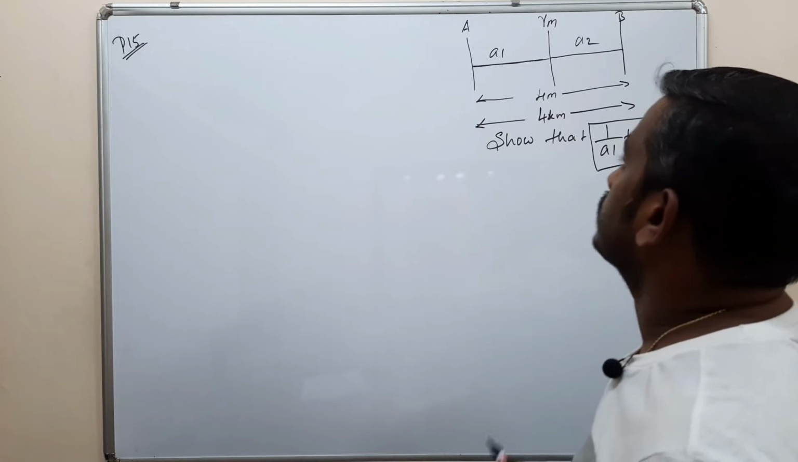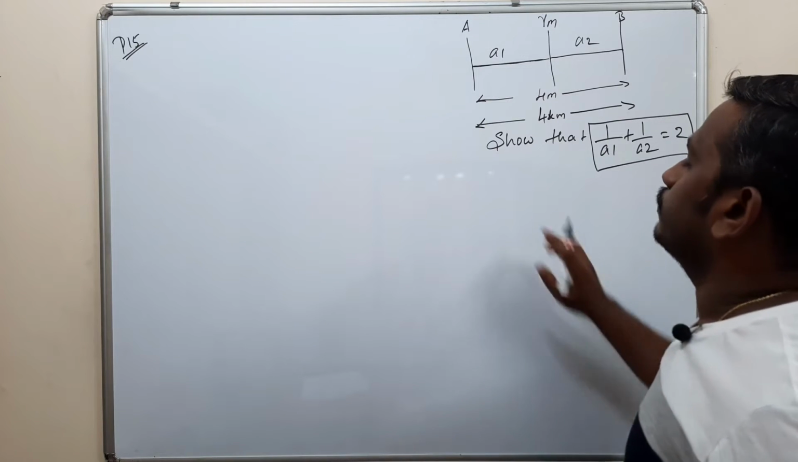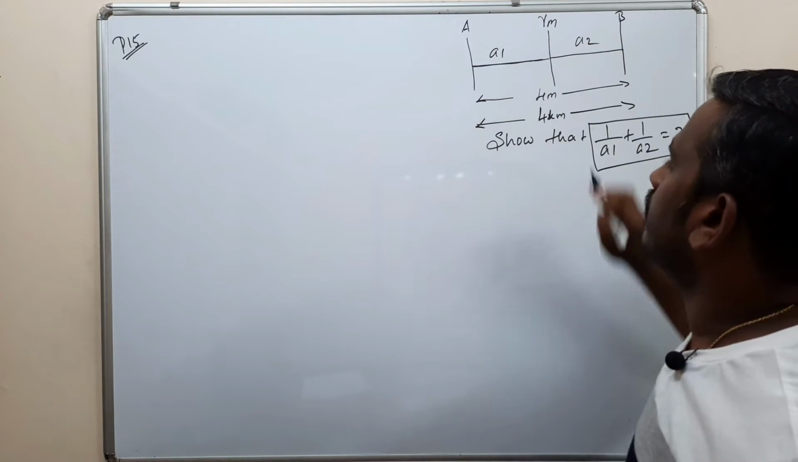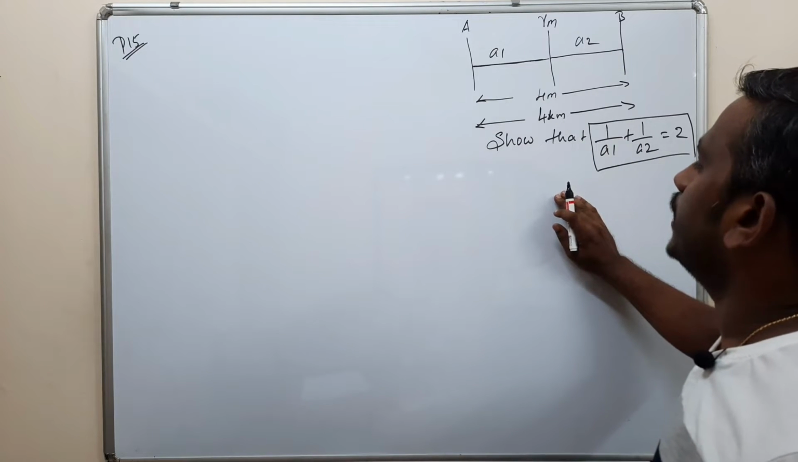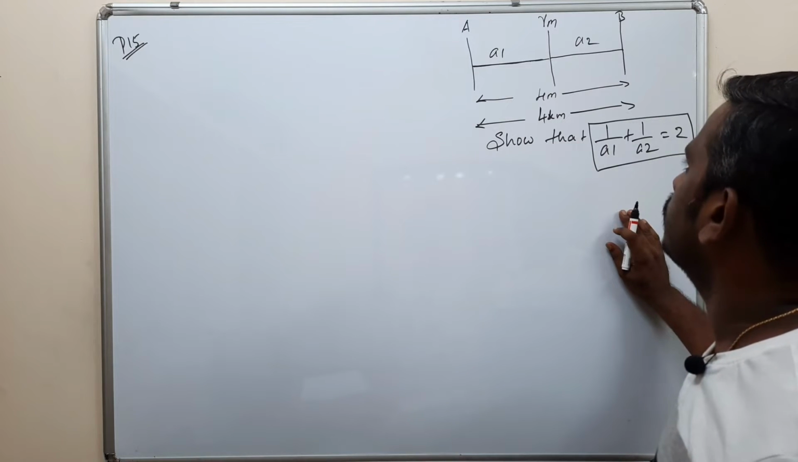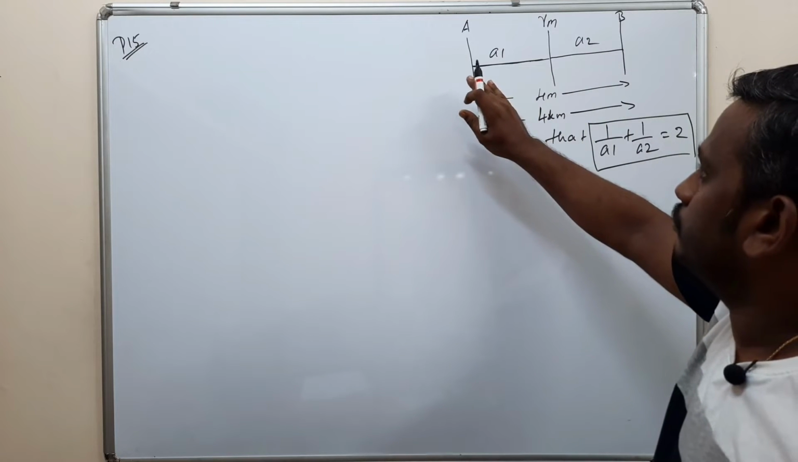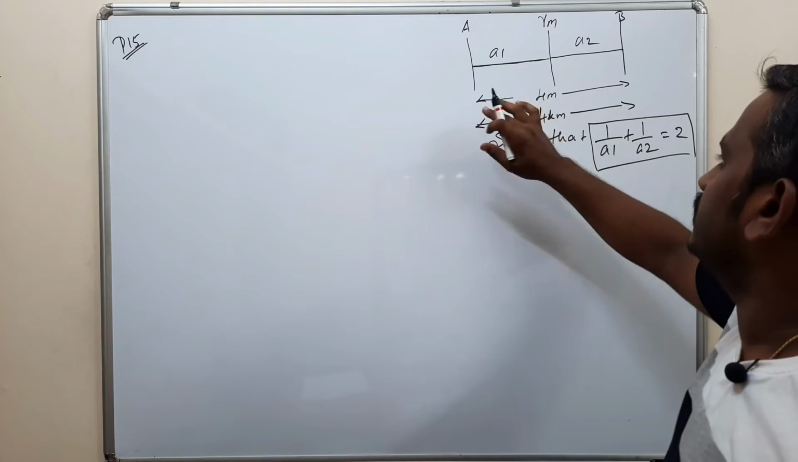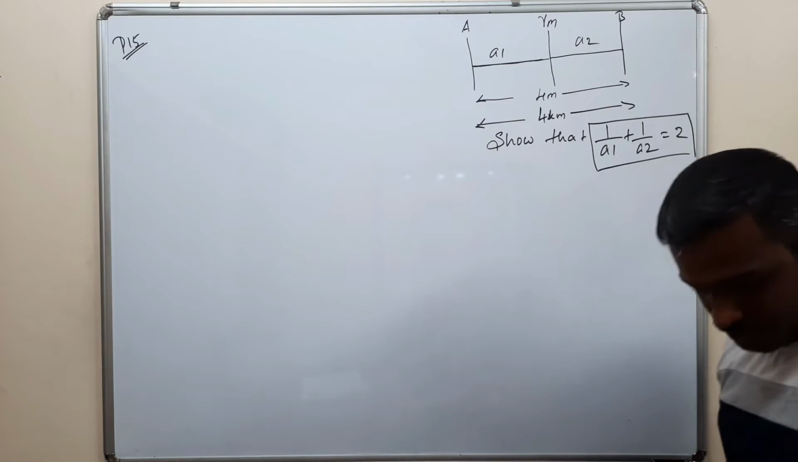Okay, so understand the question. A train starts from the station A, and it moves with a constant acceleration a1, and at a particular point it reaches a constant velocity, that is Vm. So from that maximum velocity Vm, the train starts to decelerate with a constant deceleration a2, and it comes to rest at the station B. The time taken by the train to travel from the station A to B is 4 minutes, and the distance between the two stations is 4 km. Show that 1 by a1 plus 1 by a2 is equal to 2.